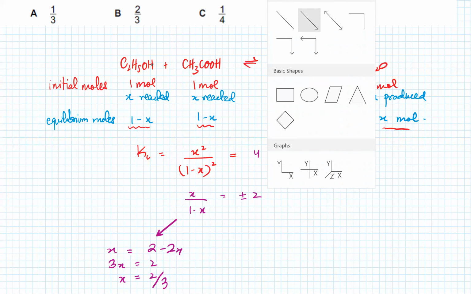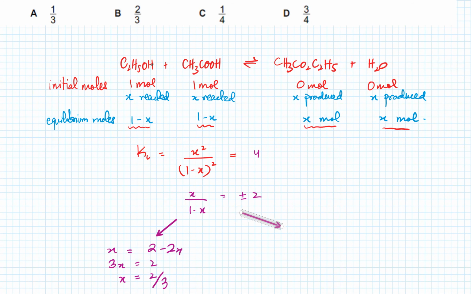The other one, okay, let's try and figure out the other one. The other one would be that I'm going to solve for minus 2. So it's going to be X over 1 minus X is equal to minus 2. If I take that to the other side, so it's going to be what? Minus 2 and plus 2X. And if I take 2X to the other side, so it's going to be minus X is equal to minus 2. So your X would actually be equal to plus 2. So I'm getting two values of X. The correct value would be the one where your equilibrium moles will be positive.